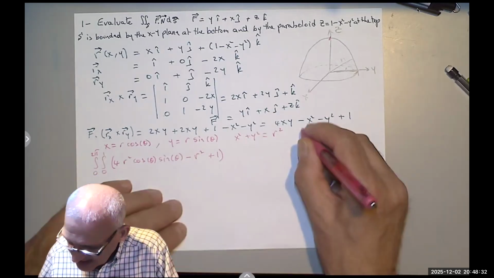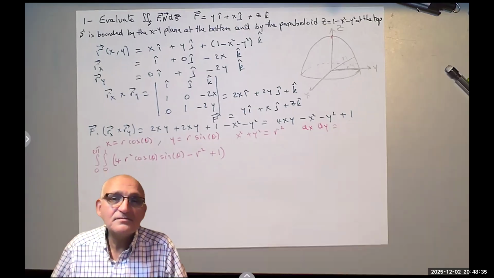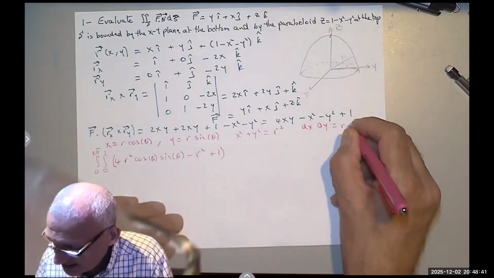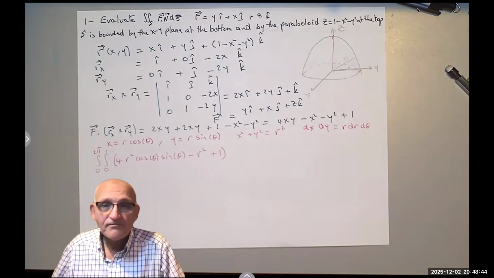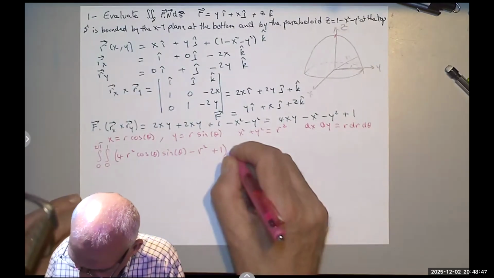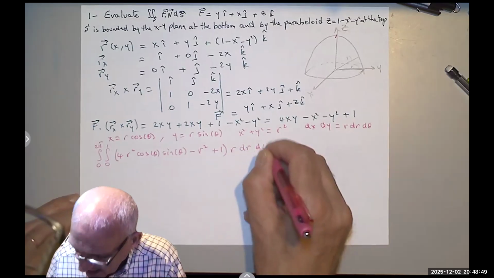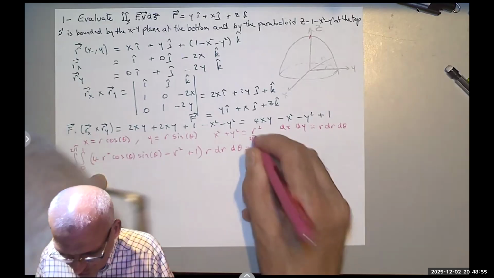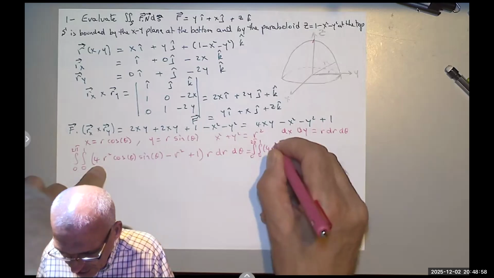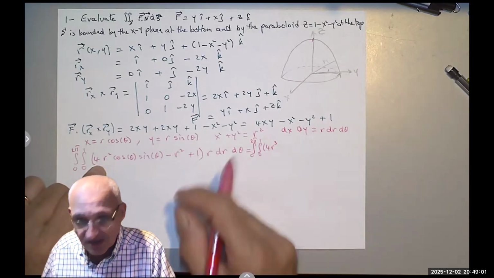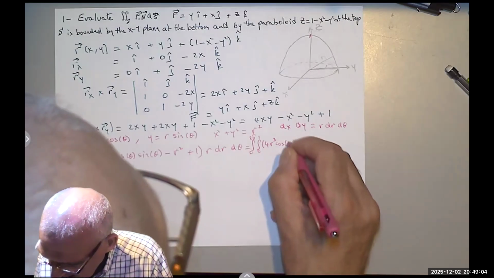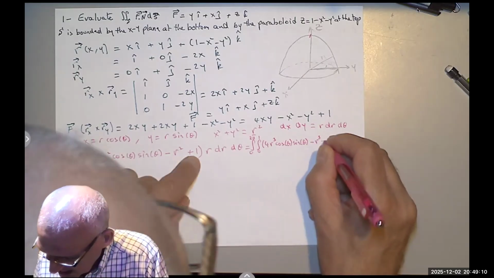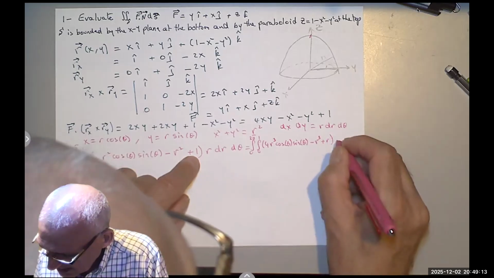Now, dx dy is what? Remember, it's not dr d theta, it's r dr d theta. So I multiply that by r dr d theta, which becomes the double integral from 0 to 1 and 0 to 2 pi of 4r cubed. When you multiply r, just distribute the r, cos theta sine theta minus r cubed plus r, dr d theta.